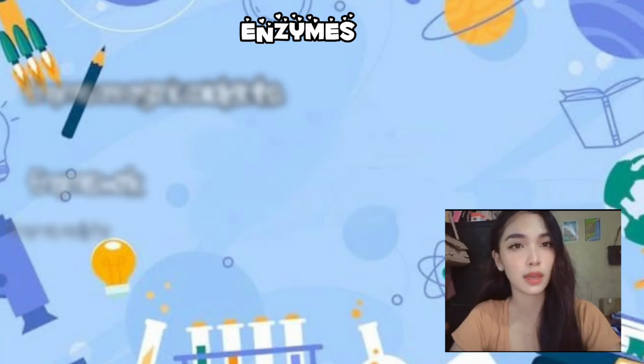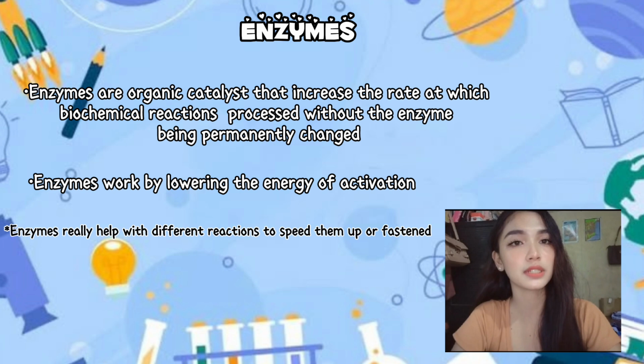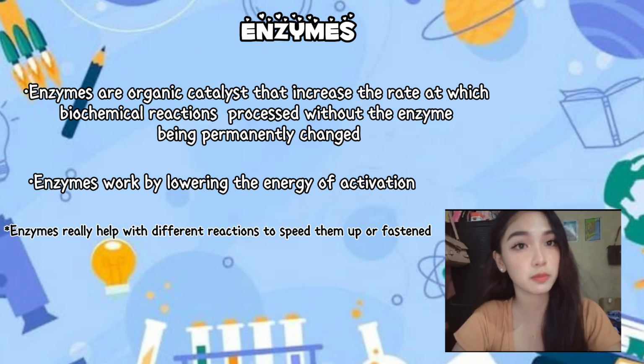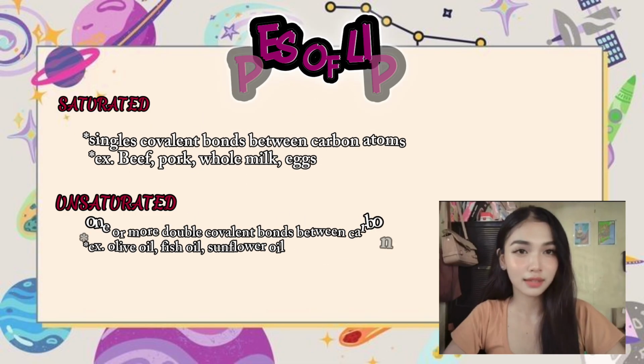Enzymes are organic catalysts that increase the rate at which biochemical reactions proceed without the enzyme being permanently changed. Enzymes work by lowering the energy of activation, and so enzymes really help different reactions to speed up or go faster. The types of lipids.